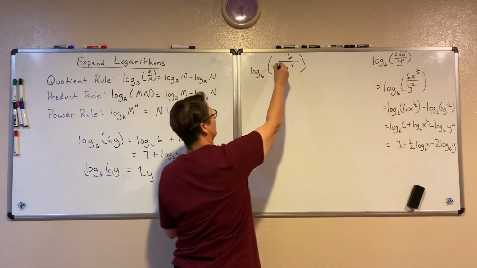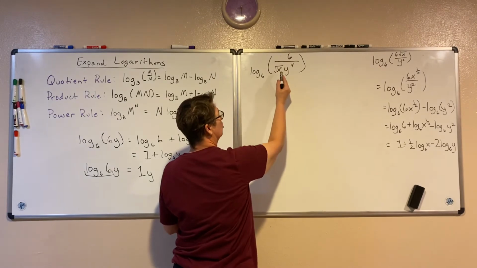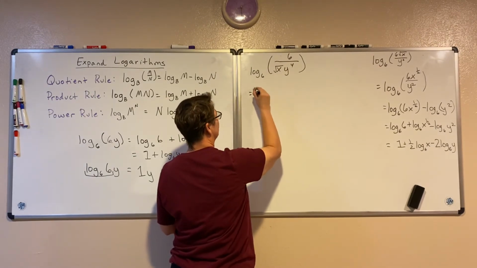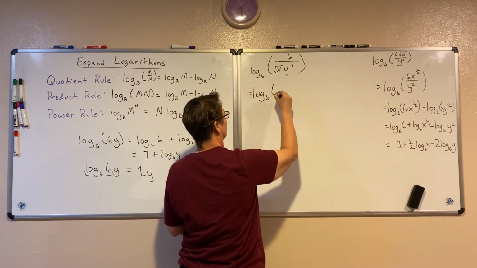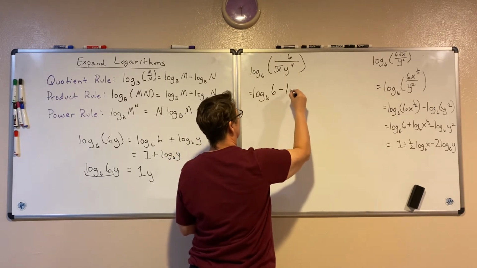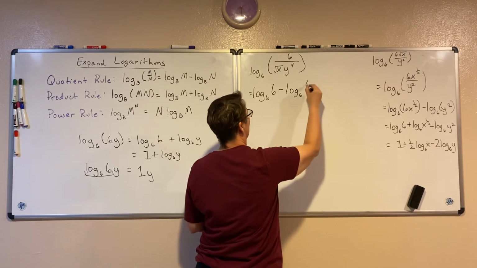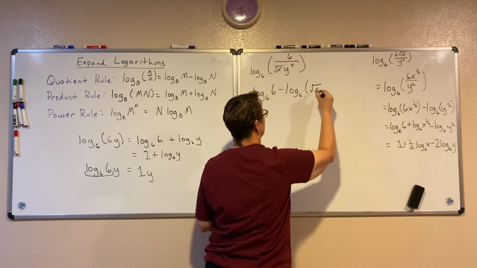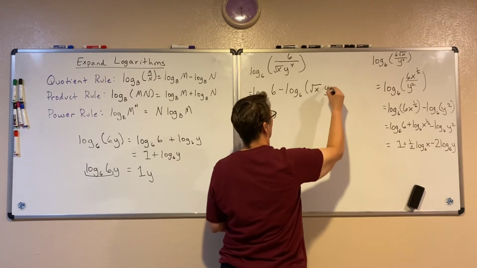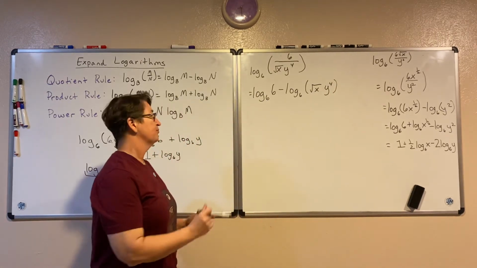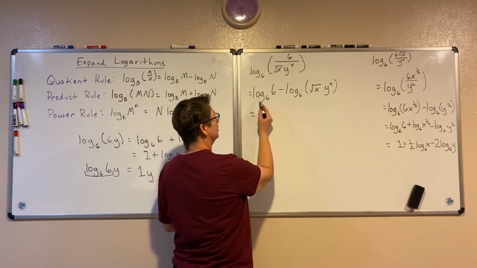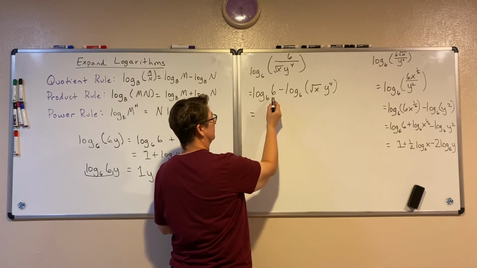Again, the first one I'm going to look for each time is my quotient rule. So I'm going to use my quotient rule, log base 6 of the numerator minus log base 6 of my denominator. Again, the parentheses here are really important to show that both of those numbers are in my argument. Then I can go ahead and simplify this to be 1.